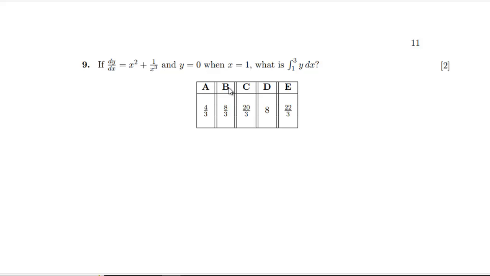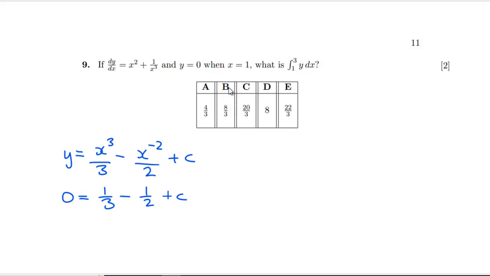Right, if dy/dx is that, and y is that when x is that, what is that integral there? Okay, so we integrate the first time, and y is equal to x cubed over 3 minus 2 over 2 x plus c. So y is 0 when x is 1, so that's a third minus a half plus c. So c is going to be a sixth. C is 1/6. Then we need to integrate again.